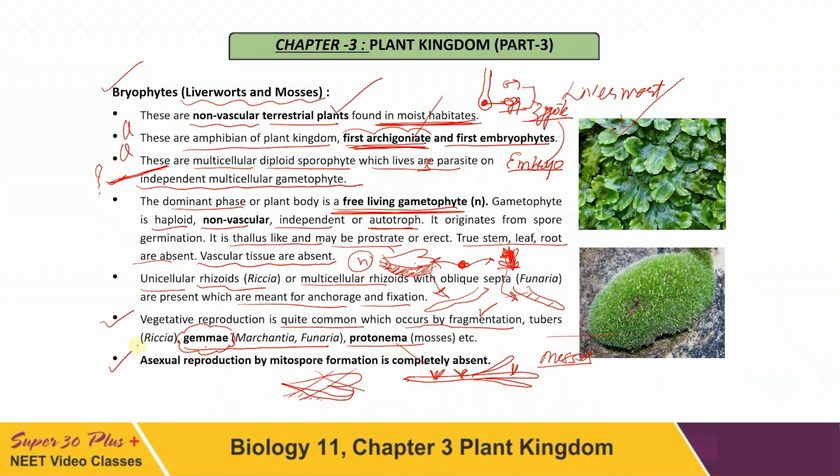Asexual reproduction, important point. Again, asexual reproduction by mitospores. You have seen zoospores in algae; they are completely absent here. Mitospores, again an important question, are completely absent.